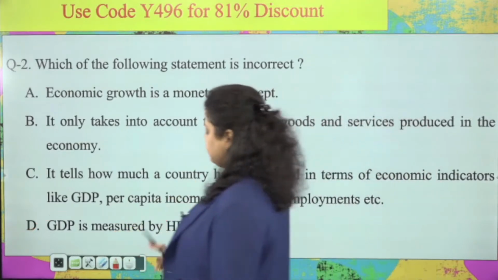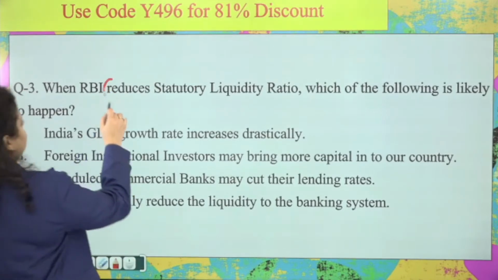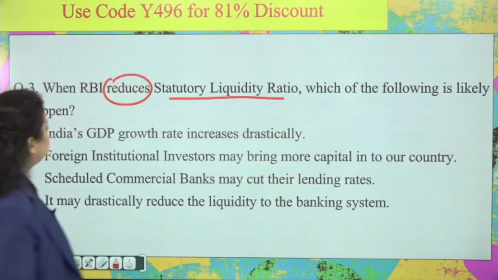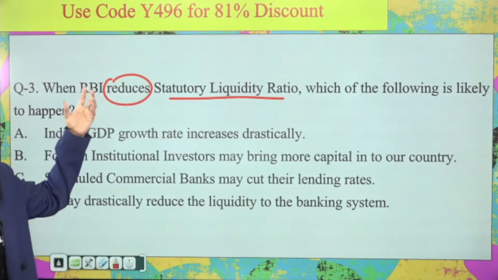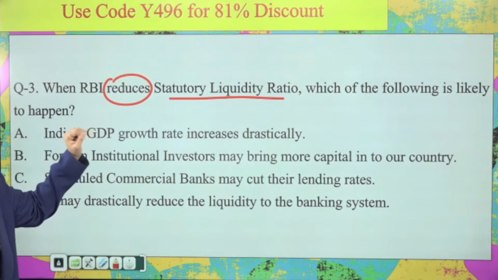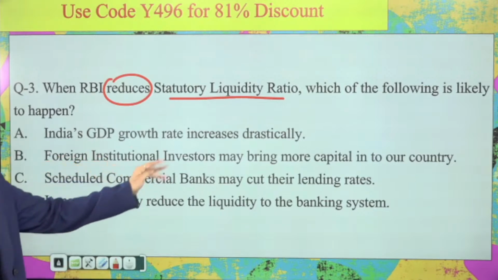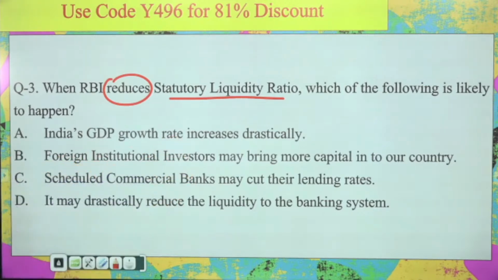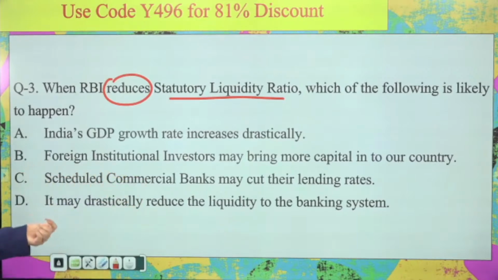Okay. Next. Third question. It is asking about when RBI reduces the SLR, which of the following is likely to happen? RBI is reducing SLR. What is SLR? SLR is a direct instrument of monetary policy. Now, first option says India's GDP growth rate increases drastically. Second says foreign institutional investors may bring more capital into our country. Third says scheduled commercial banks may cut their lending rates. Fourth says it may drastically reduce the liquidity to the banking system.